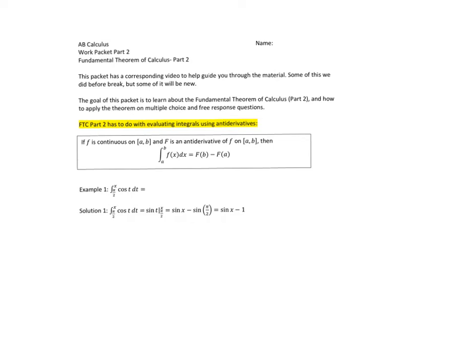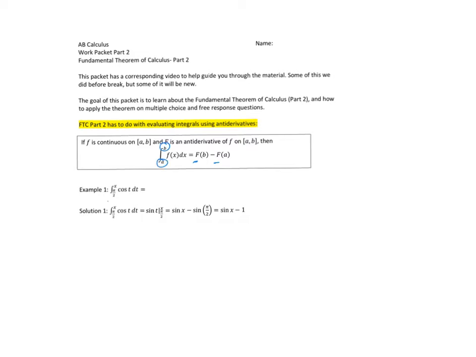With this packet, and again, make sure you open up the worksheet before you really get into the video. This is a little bit closer to what we were doing before break, where we can evaluate an integral by taking the antiderivative. Remember, capital F is the antiderivative of little f, and we can plug in the numbers on the top and bottom and subtract.